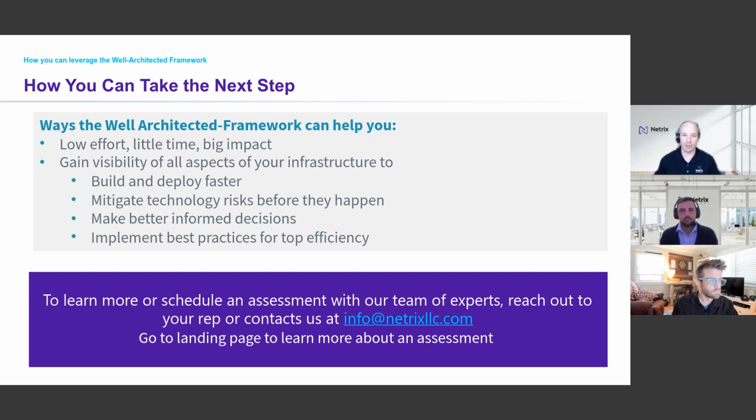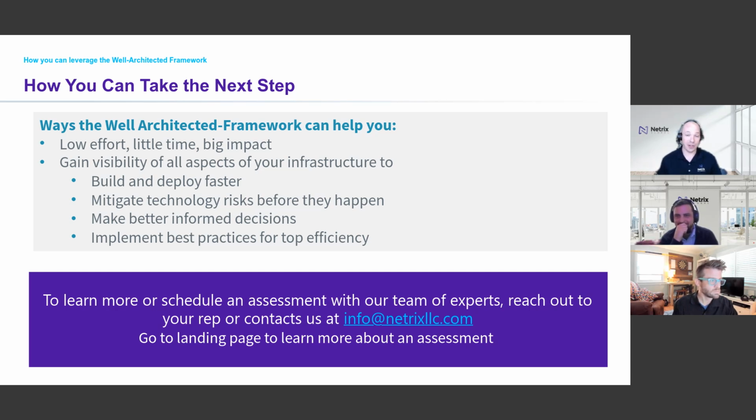So next steps. What can you do today? The first is identifying some of the recommendations out of the well-architected framework that are very important to implement. Generally, these are things that are low effort. Maybe they take just a little bit of time, but they're going to have a major impact on the environment.